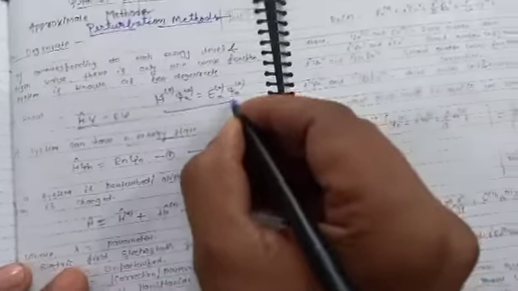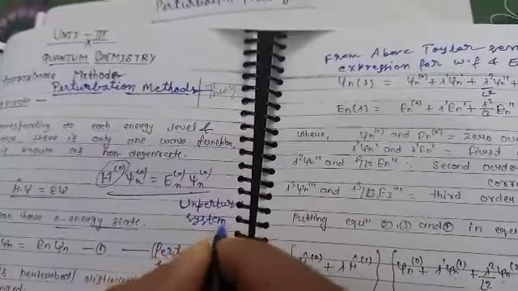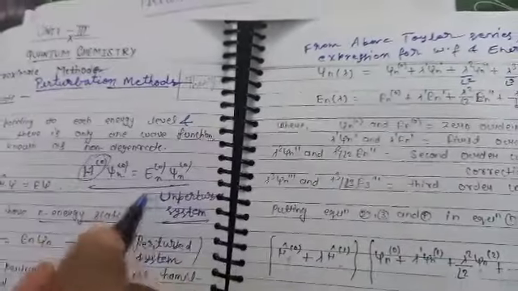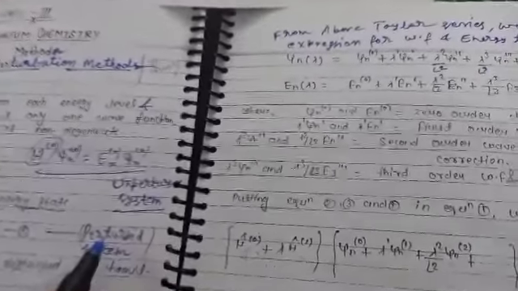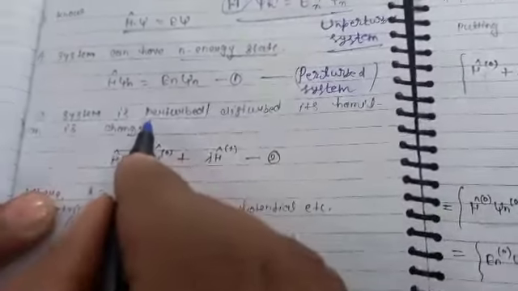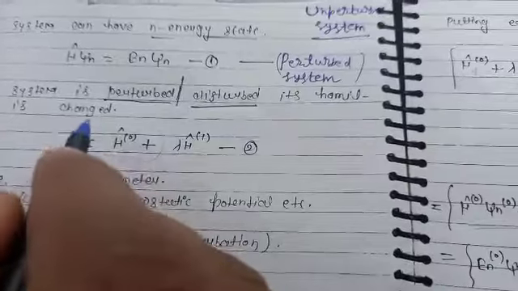This is the Schrodinger wave equation for the Hamiltonian of the unperturbed system. Suppose our system is a hydrogen atom. As the amount of electrostatic potential increases, perturbation also increases. Suppose the system is perturbed, or disturbed, and its Hamiltonian is changed.